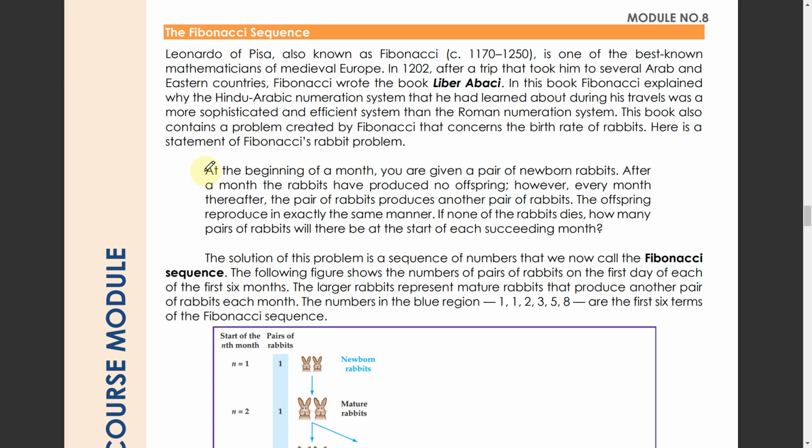So sa sulod daw siyang book kay naa siya problem. Then ni ang nakasulat: at the beginning of a month, you are given a pair of newborn rabbits. After a month, the rabbits have produced no offspring. No, wala daw siya anak pa at the first month.